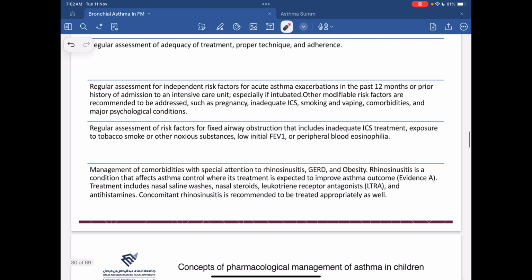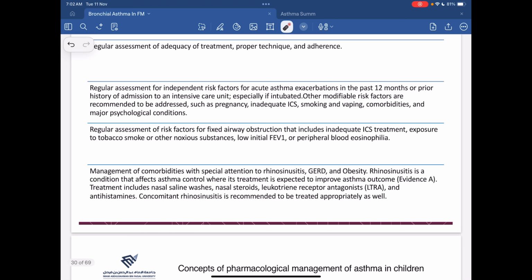Regular assessment of risk factors for fixed airway obstruction that includes inadequate ICS treatment, exposure to tobacco or smoke, and noxious substances, low initial FEV1, peripheral blood eosinophilia. خلاص نعرف هذه.